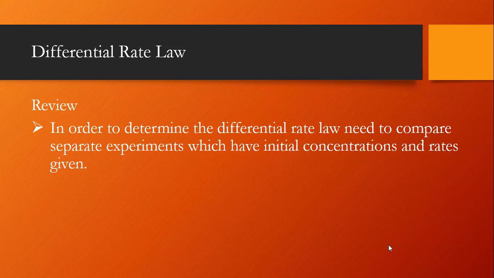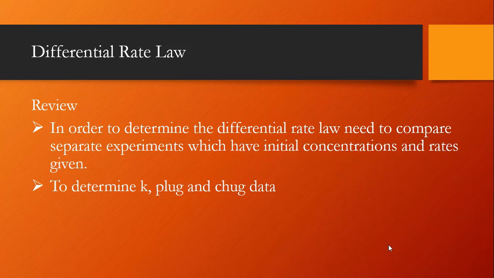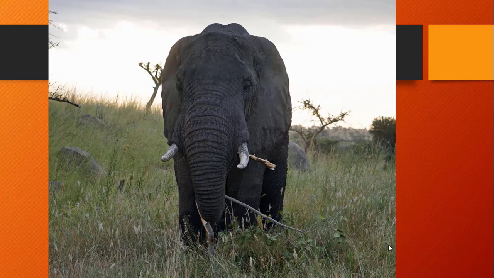To determine the differential rate law, you have to compare separate experiments in which initial concentrations and rates are given. To determine k, you plug and chug the data as appropriate, and that's the differential rate law. In our next video, we'll continue on into our investigations in kinetics.